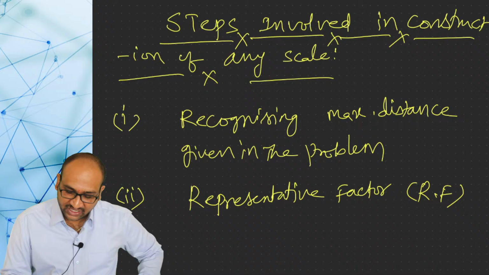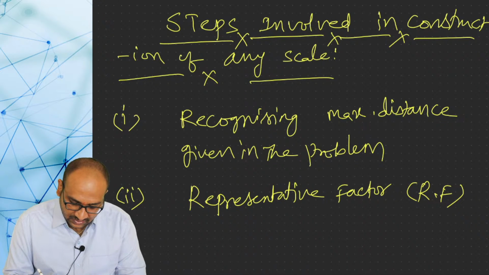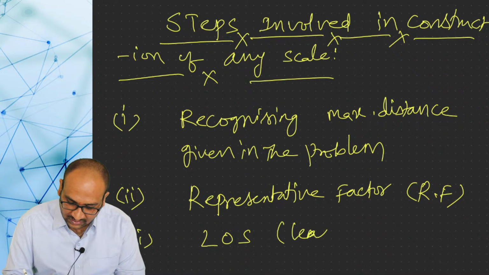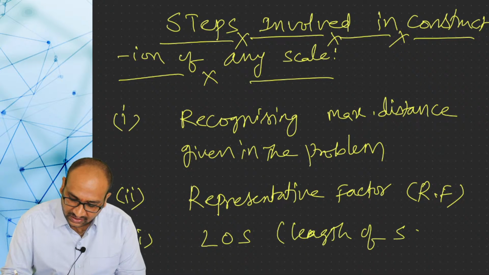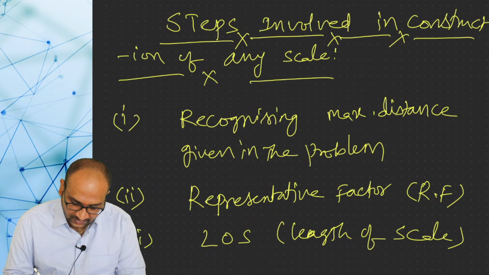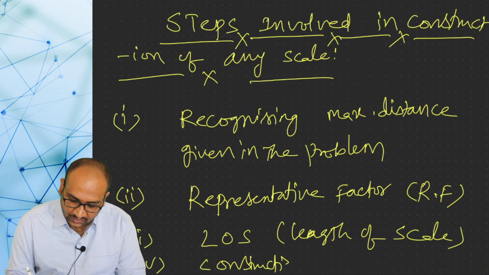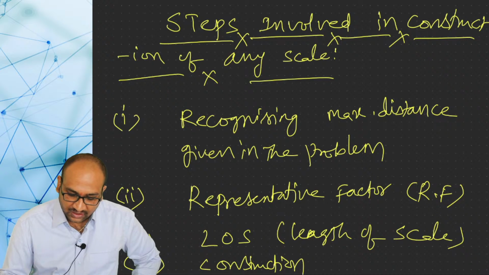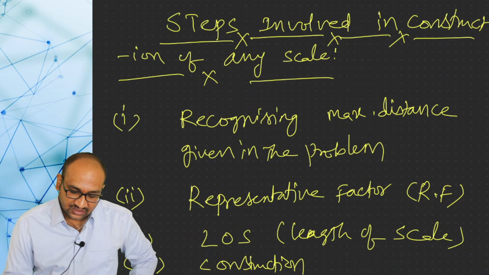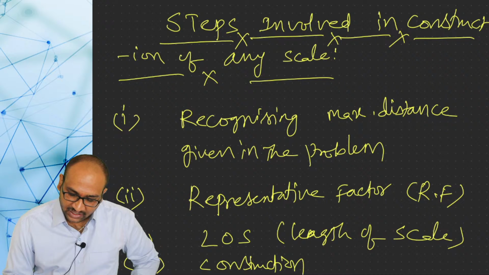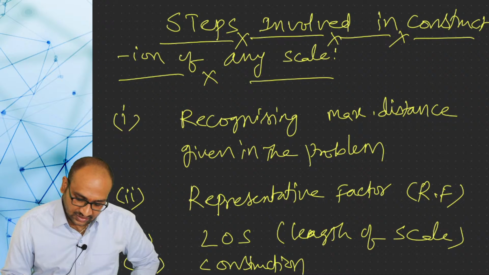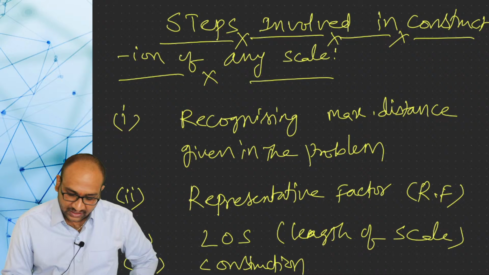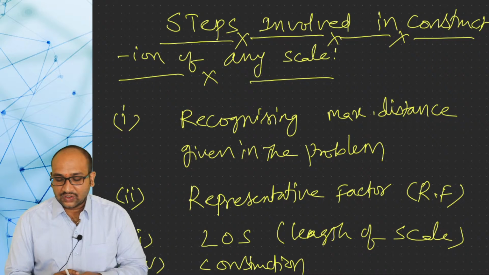Okay, first one is recognizing maximum distance that is given in the problem. Next one is representative factor, and next one is LOS, that is length of scale, and last one is construction. So for any type of scale, these 4 steps are common. First, recognizing maximum distance given in the problem. Next one, representative factor. Third one is length of scale, and fourth one is construction.